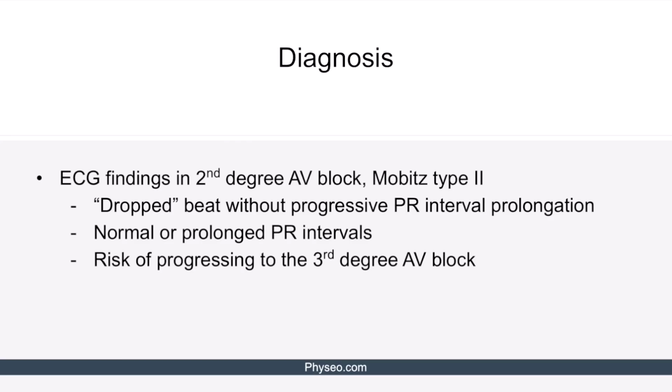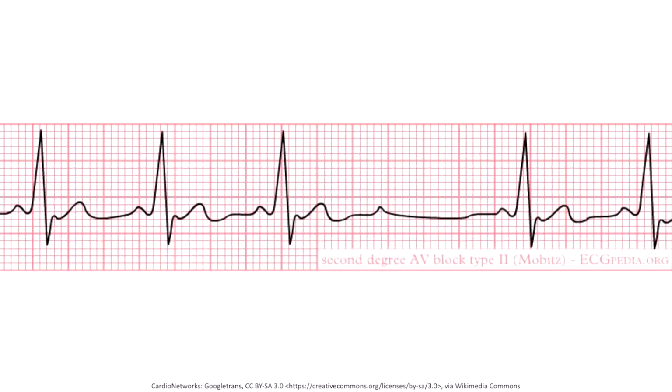Characteristic ECG findings in second-degree AV block Mobitz type 2 is the dropped beat without progressive PR prolongation. In other words, RR intervals are of the same length from one beat to another. PR interval itself can be either normal or prolonged. Please keep in mind that second-degree AV block Mobitz type 2 has the risk of progressing to the third-degree AV block. This is what ECG looks like in second-degree AV block Mobitz type 2.